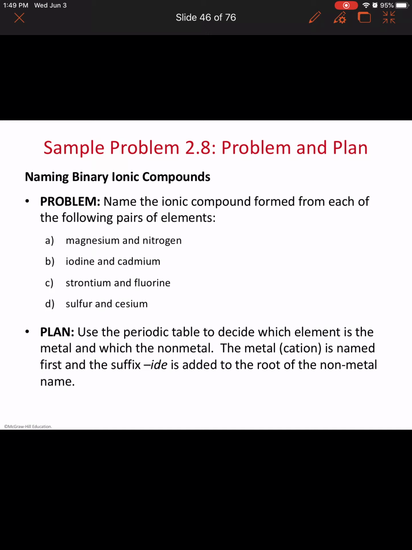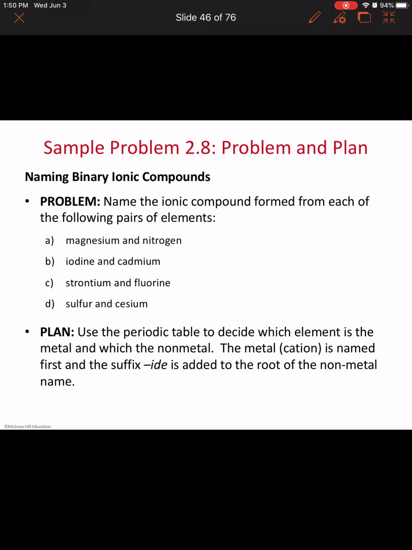And between cadmium and iodine, what would you say? Cadmium is the metal and iodine is the non-metal. So the cadmium has to go first. So it would be cadmium iodide. Okay. And between strontium and fluorine. Strontium is the metal. You're going to keep it as the first element. And then the fluorine would be the second element. Fluorine will become fluoride. So strontium fluoride.